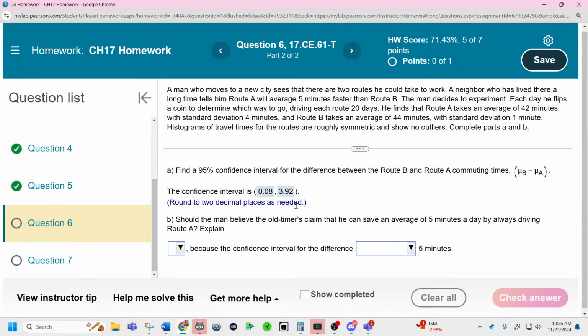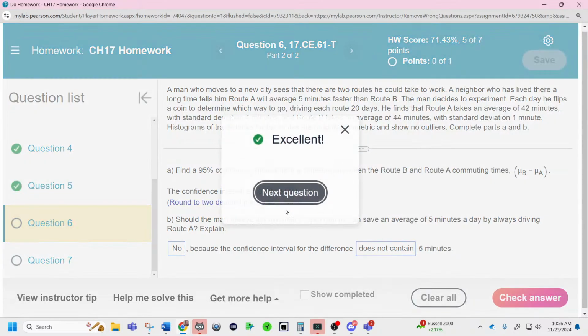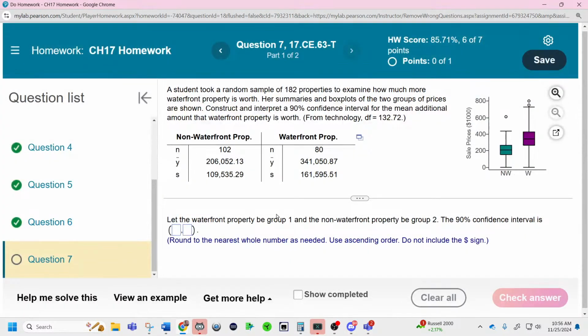And now it wants to know, what does this mean? If he thinks he can save 5 minutes, is 5 minutes believable? Yes or no? Do you think you can save 5 minutes? The interval is somewhere, no, it's not in the interval, because the interval is an estimate of the truth, so it does not contain 5, so we don't think 5 is a true difference. Good stuff.